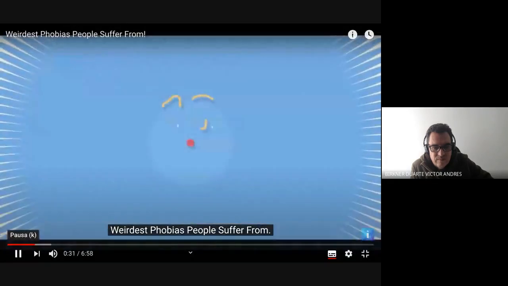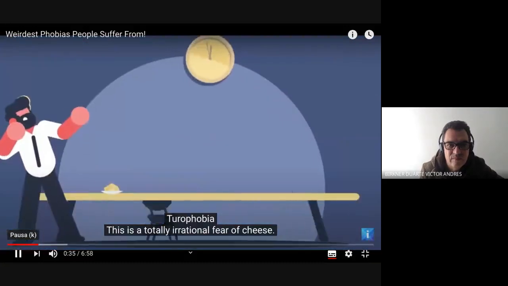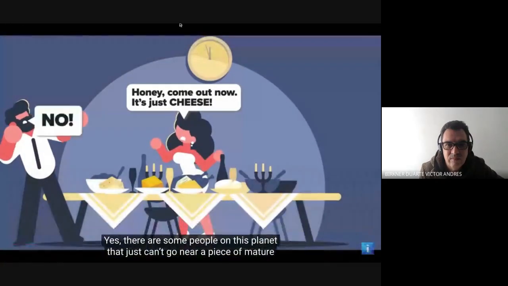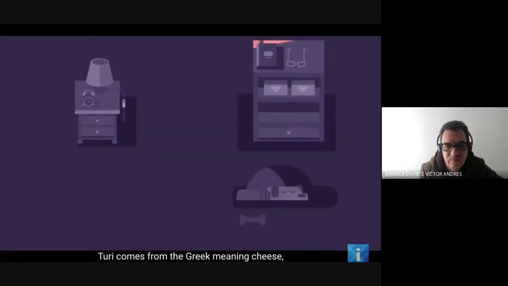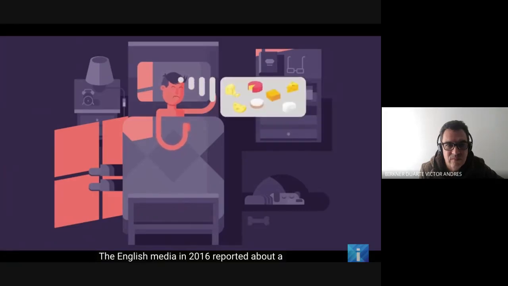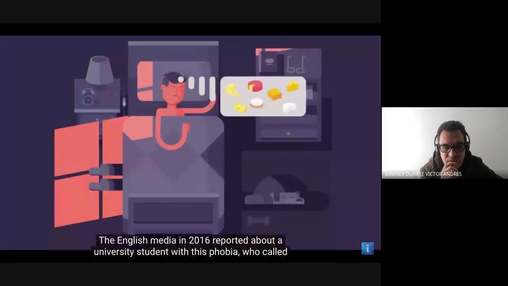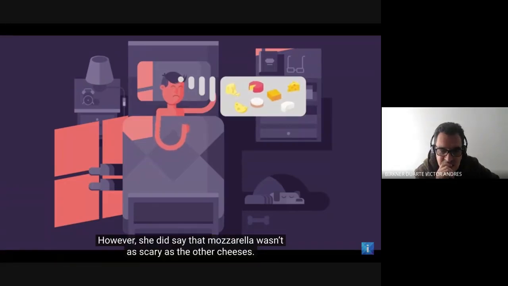Number 10, Xerophobia. This is a totally irrational fear of cheese. Yes, there are some people on this planet that just can't go near a piece of mature cheddar. They run for the hills when the waiter hangs over them with the Parmesan. Xero comes from Greek meaning cheese, and you know the rest. The English media in 2016 reported about a university student with this phobia who called her first contact with cheese traumatic. However, she did say that mozzarella wasn't as scary as the other cheeses.